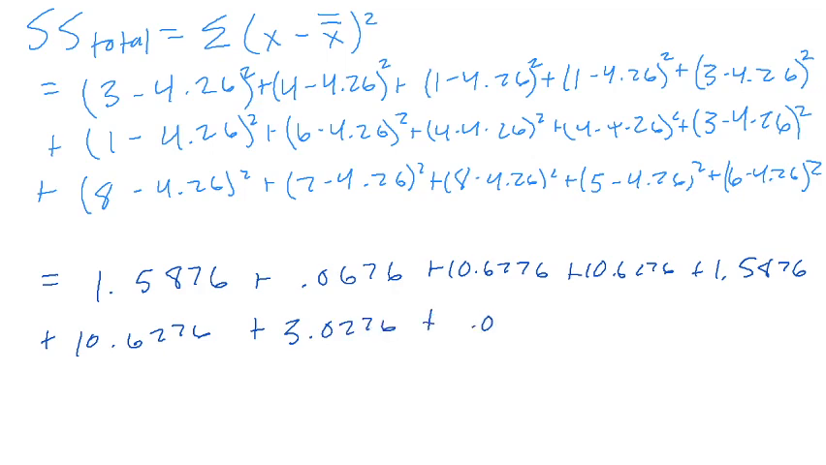Okay, 0.0676 plus 0.0676 plus 1.57876. So notice that there's sort of a pattern here as well, and numbers that repeat because we have the same difference score squared. So catching on to those patterns can also help to make this a little bit easier for us.